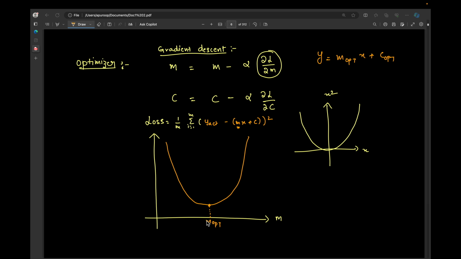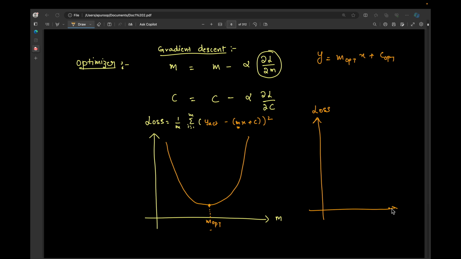And what is this M optimal? This M optimal is this point. And similarly, if we try to draw the graph between loss and C, so if this is our loss and this is our C, we have two parameters, M and C. Here we have drawn it with respect to M. With respect to C, if we draw, it will also look like this. So at this point, the loss is minimum, so at this point we have C optimal.